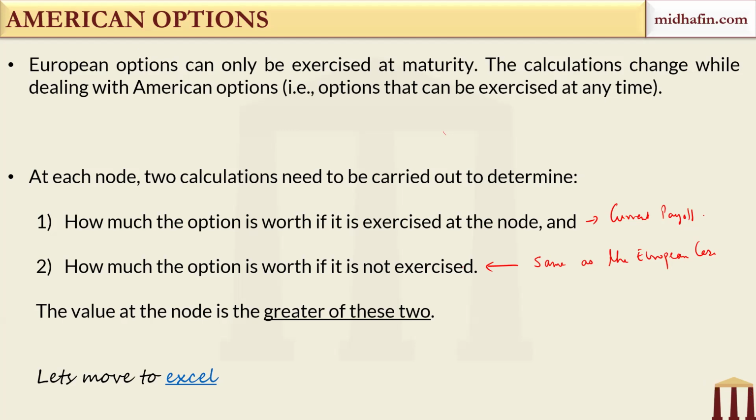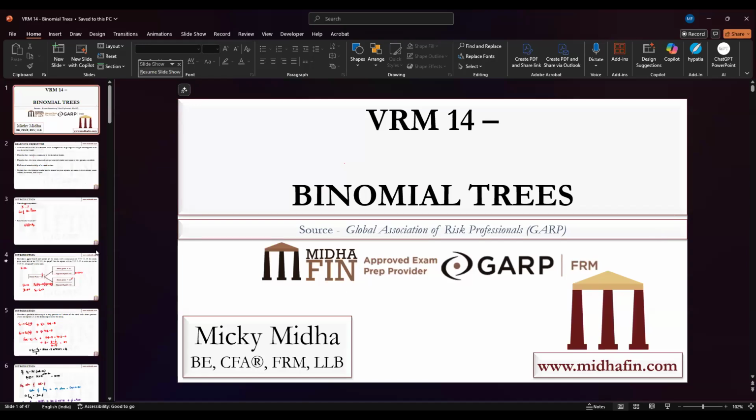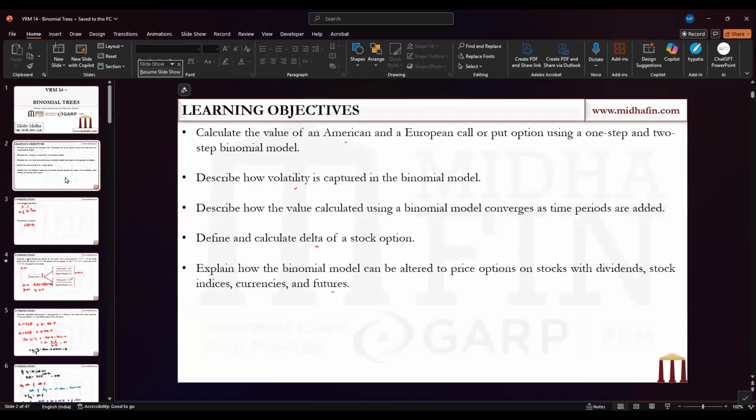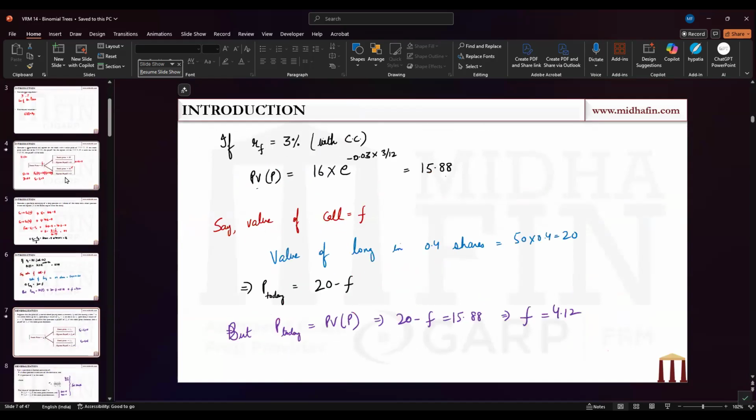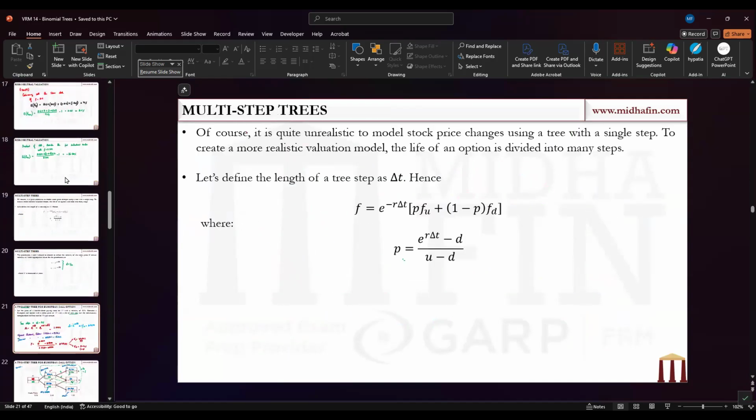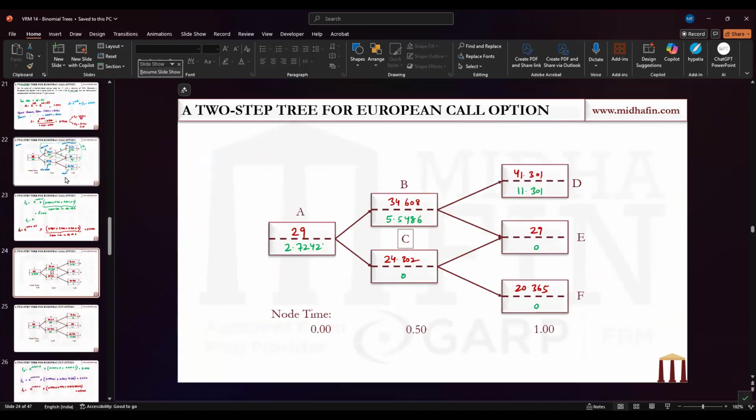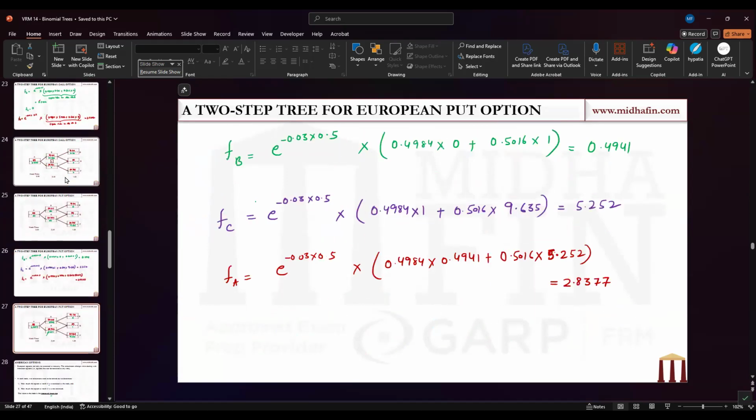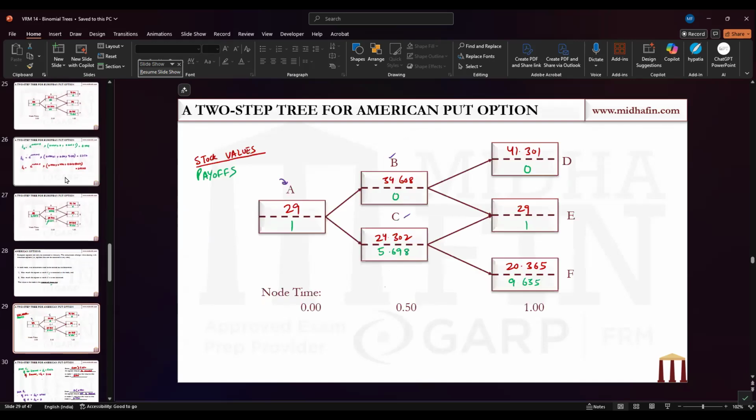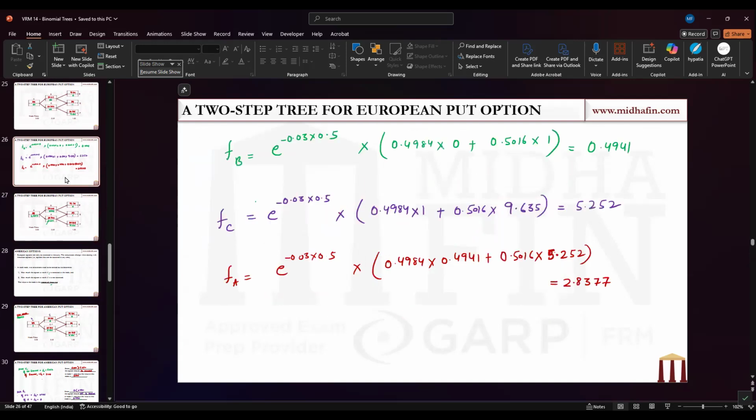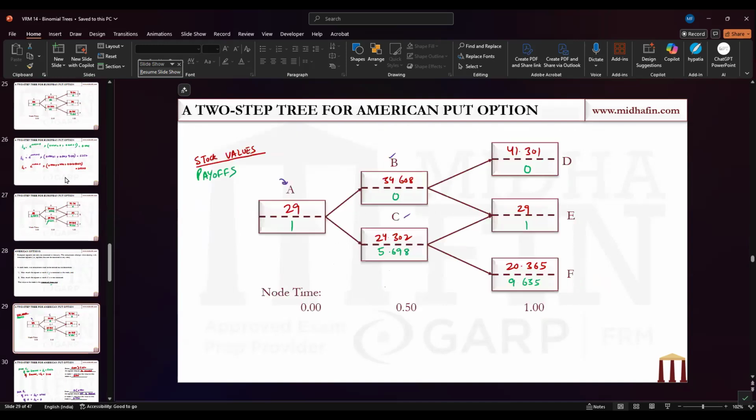Which slide? The American option slide, where you decide whether value or payoff, which one we have to choose, which one is greater. Those who were asking about the manual calculations can clearly see that we have done everything manually over here, and we have tried to do color coding as much as possible. Of course, it's not possible to that extent, but we've done everything manually.